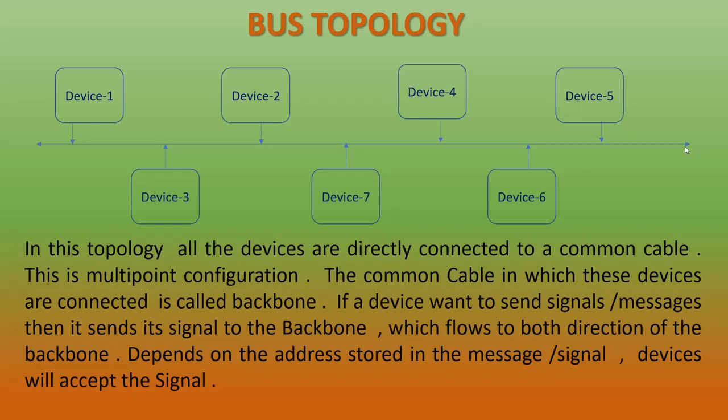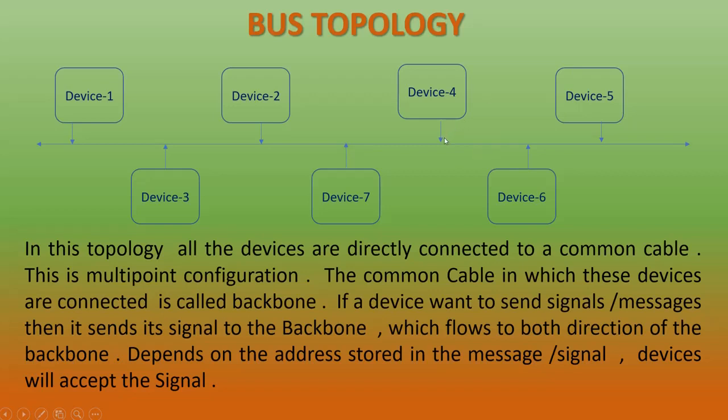Now we can see the advantages of bus topology. The main advantage of bus topology is that if any one of the nodes fails, it will not affect the entire network. If device 5 is not working, will it affect the entire network? No, it will not. If any one of the devices fails, it will not affect the entire network.